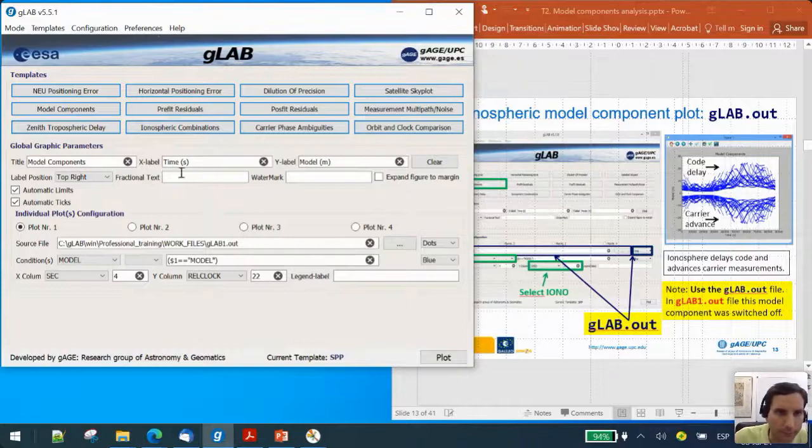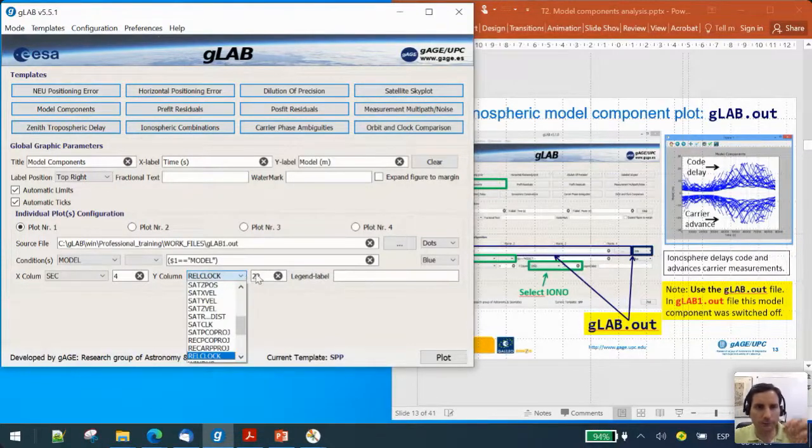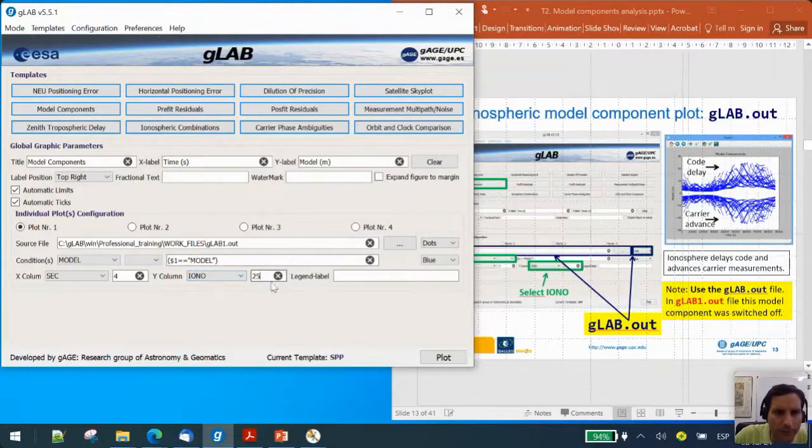Okay, to do this, we need to press the model component. By default, we have the column 22, that is the relativistic effect on the satellite. But we are interested in the iono, and that is the field number 25.